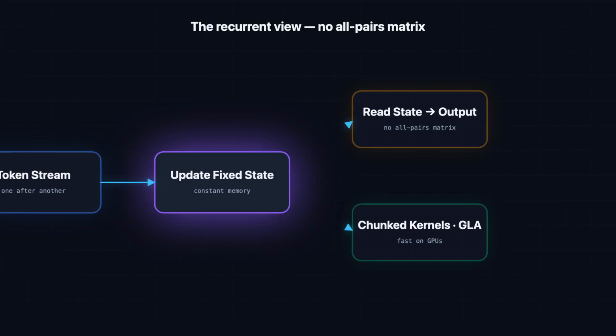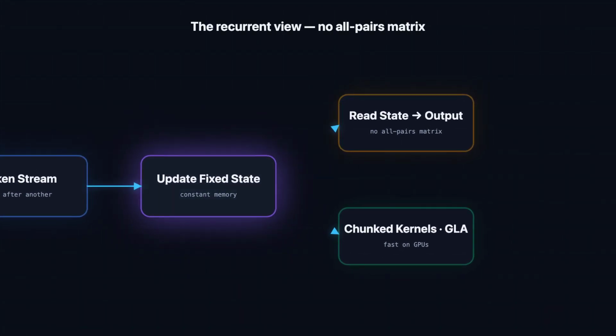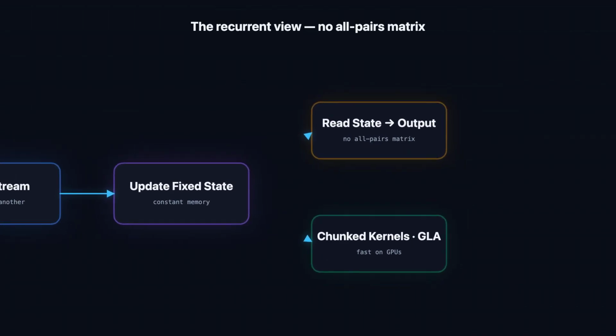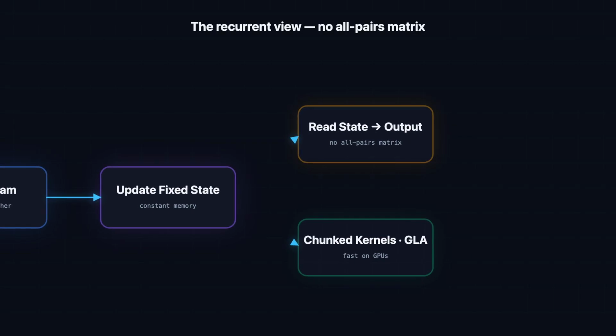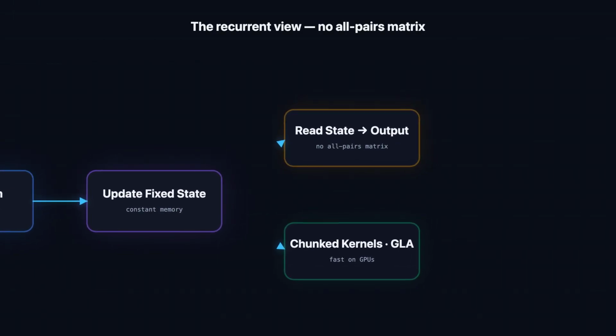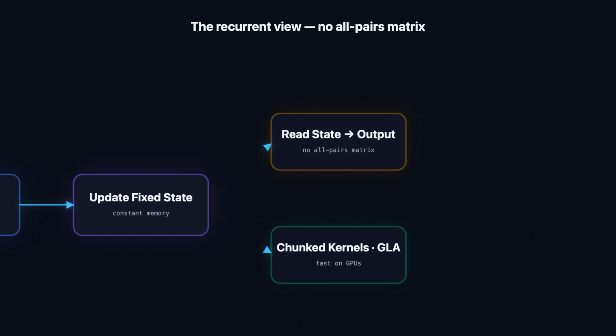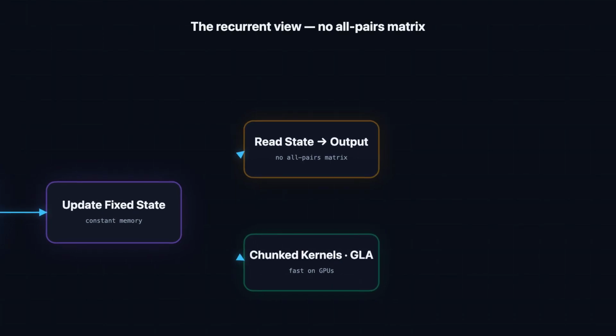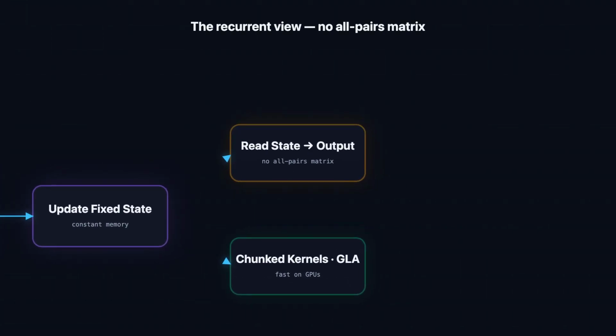At the heart of it sits a running state of a set size. Every incoming token updates that state, folding its own information neatly in. Because the state itself never grows, it plays the exact role the key value cache used to play, but now with constant memory instead of an ever-expanding one.